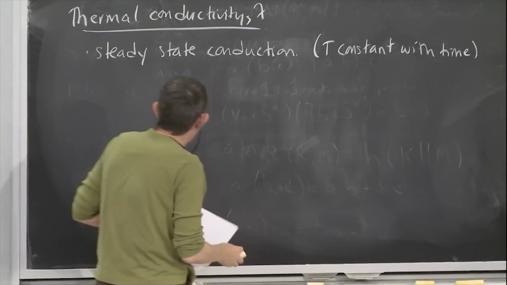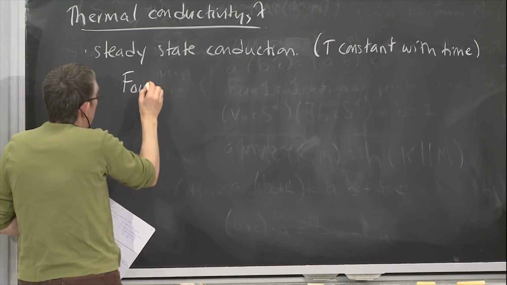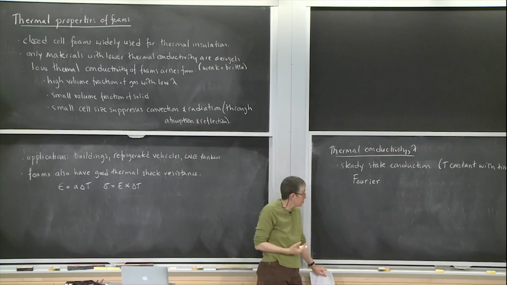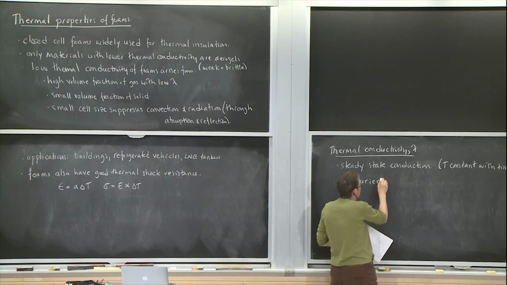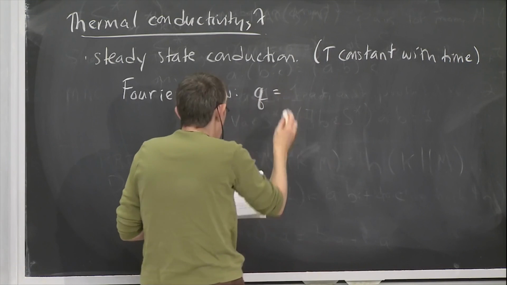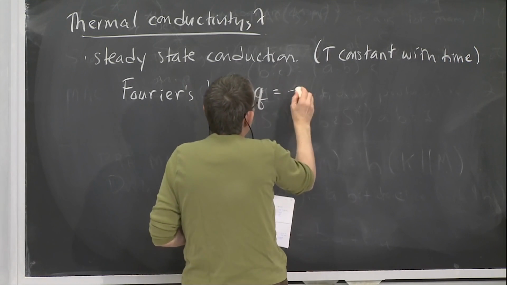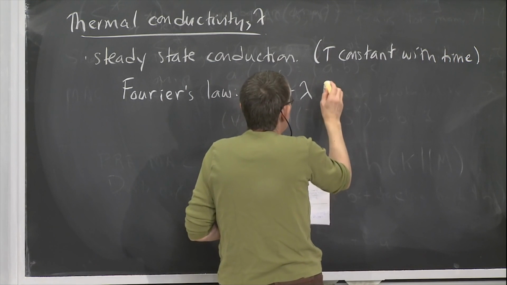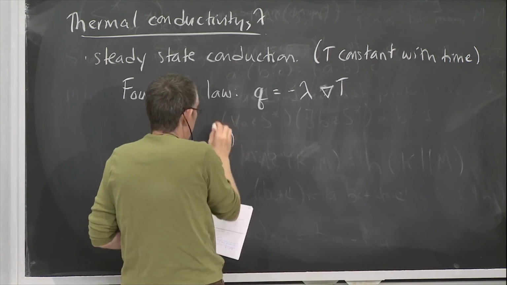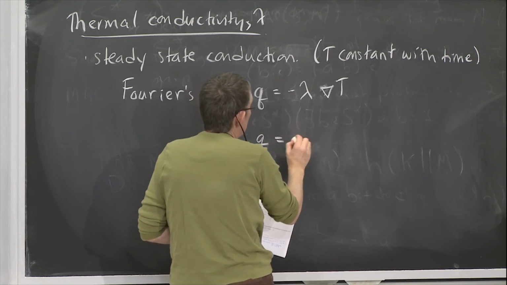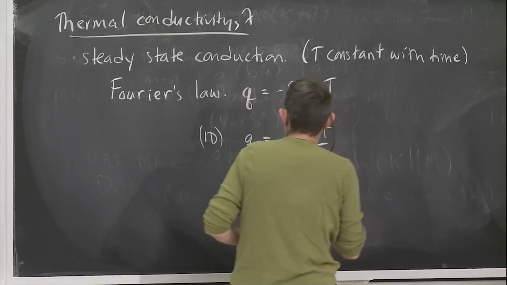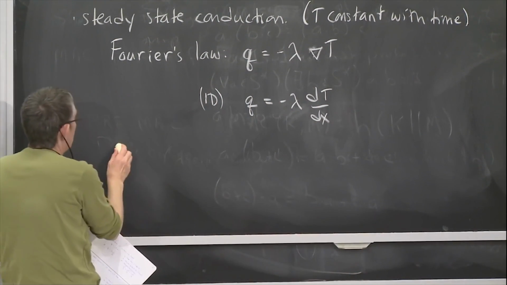So time's not going to come into the equation here. And heat transfer for steady state conduction, where there's no change in the temperature with time, is described by Fourier's law. And that says that the heat flux Q is equal to minus lambda times the gradient in temperature. And if we want to think about just a 1D version of that, it's equal to minus lambda times dT by dx. So here, Q is our heat flux.